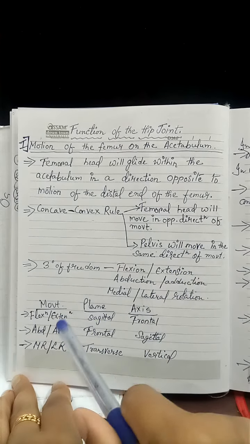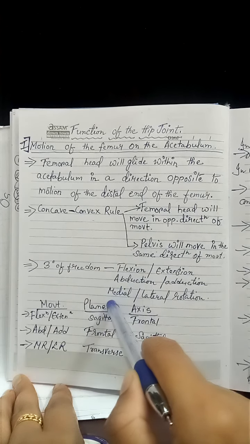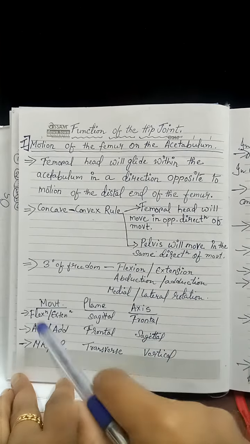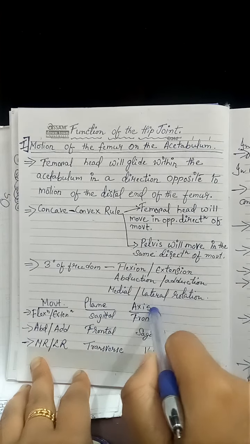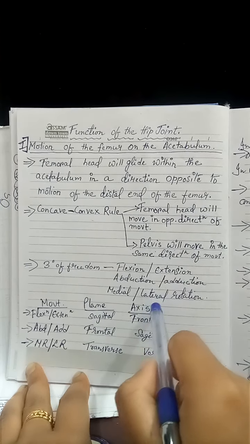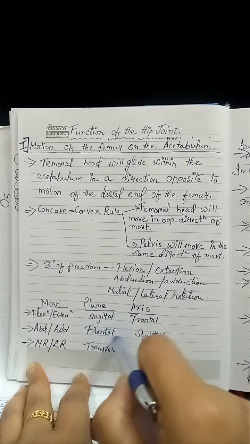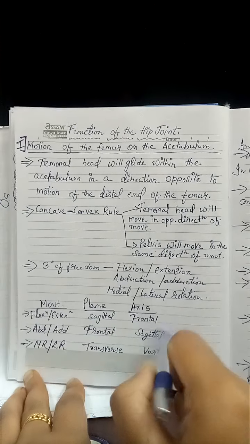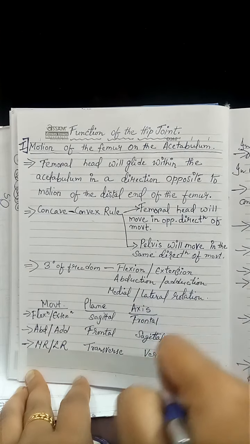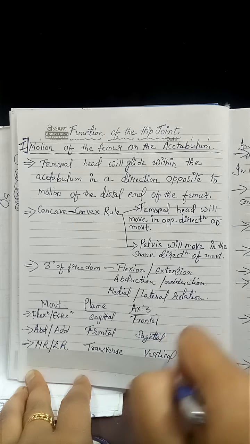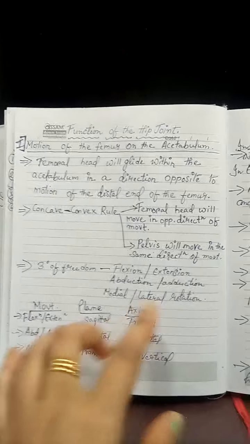Now these are the basic movements according to the plane and axis. Flexion and extension always occur in the sagittal plane, and the axis is the frontal axis. Abduction and adduction, the plane is the frontal plane and the axis is sagittal. Medial and lateral rotation, the plane is transverse and the axis is the vertical axis. So this is the basic thing. I guess everyone knows this one.